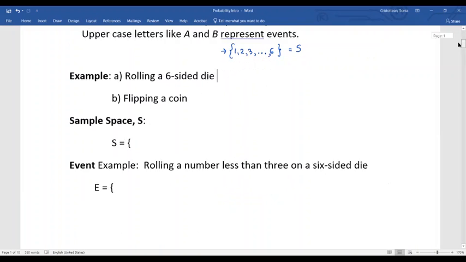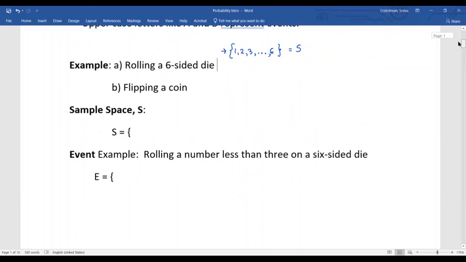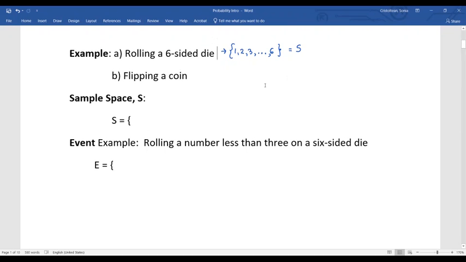The second example right here is the example of flipping a coin. Hopefully you see that for flipping a coin, the possible outcomes are head and tail. These are precise results. So the sample space for this one will be formed of two possible outcomes, and we will just simply write down head and tail, and that's how the sample space looks like.